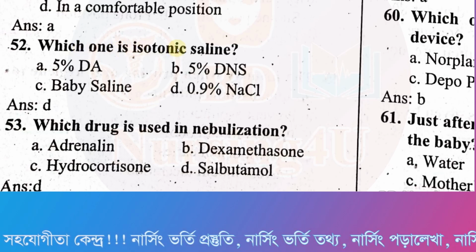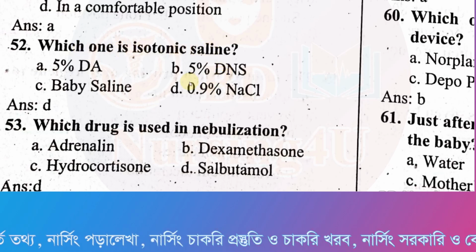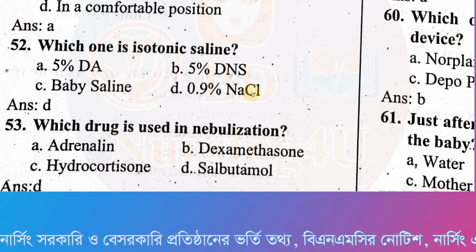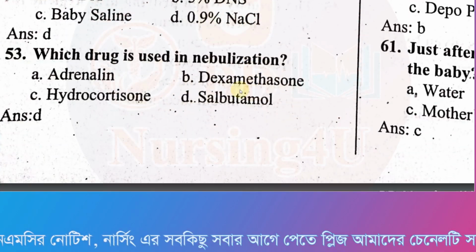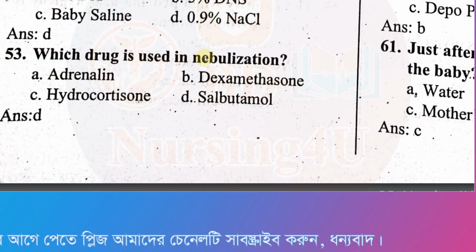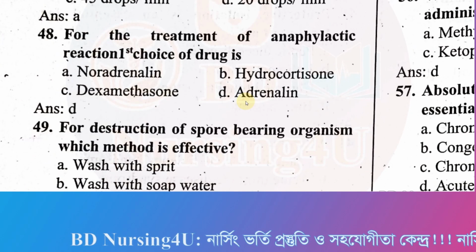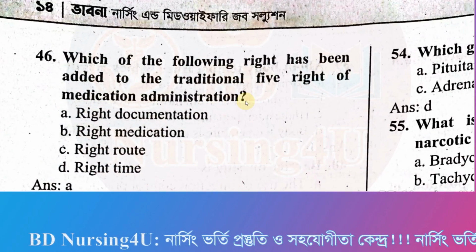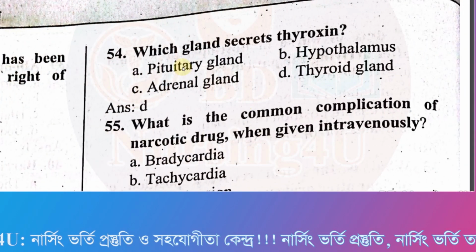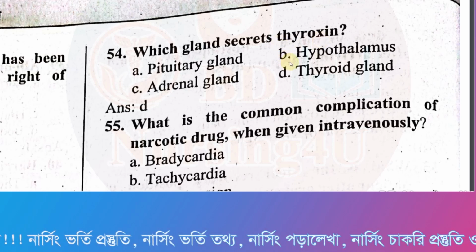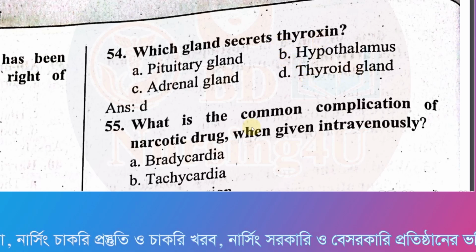Which one is isotonic saline? 0.9% sodium chloride. Which drug is used in nebulization? Salbutamol. Which gland secretes thyroxine? Thyroid gland.